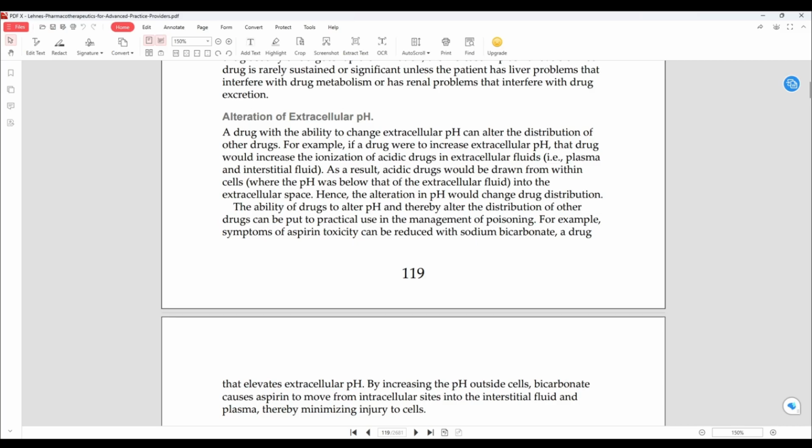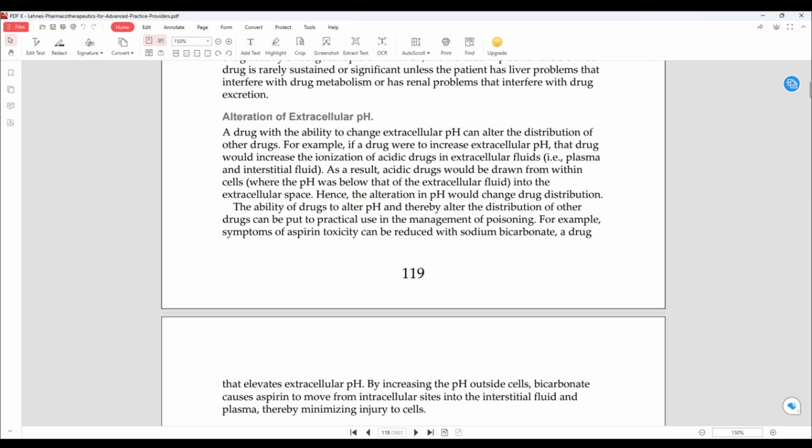The alteration of extracellular pH. A drug with the ability to change extracellular pH can alter the distribution of other drugs. For example, if a drug were to increase extracellular pH, that drug would increase the ionization of acidic drugs in extracellular fluids. As a result, acidic drugs would be drawn from within cells into the extracellular space. Hence, the alteration in pH would change drug distribution.